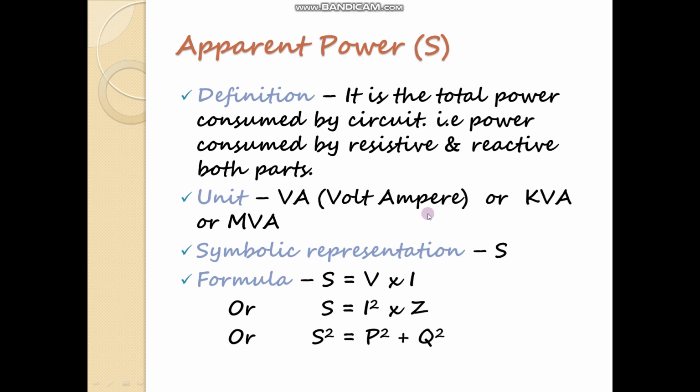The third type of power is apparent power. This is the total power consumed by the circuit, means the power consumed by resistive or reactive part both. The unit of this apparent power is VA, means volt ampere, or kVA or MVA, represented by the letter S and given by V into I, or I square into Z, or simply we can say it is the addition of square of active and reactive power. It is same like the Pythagoras theorem.